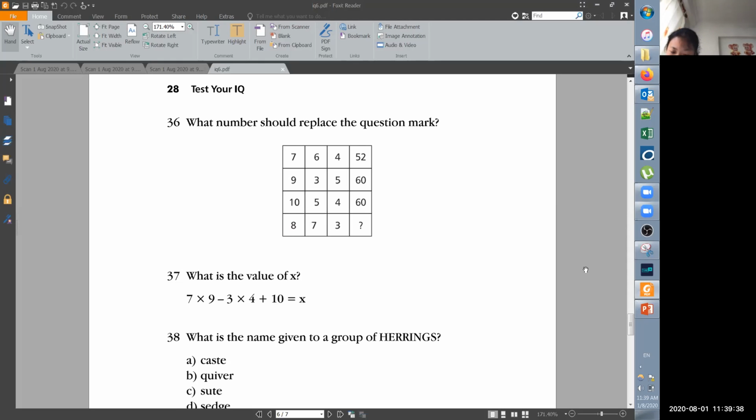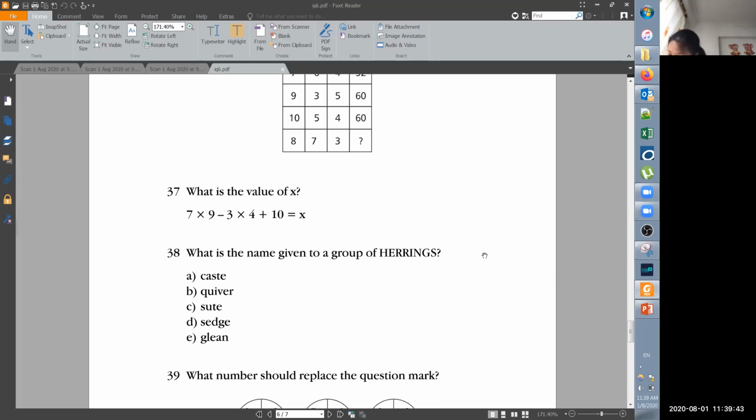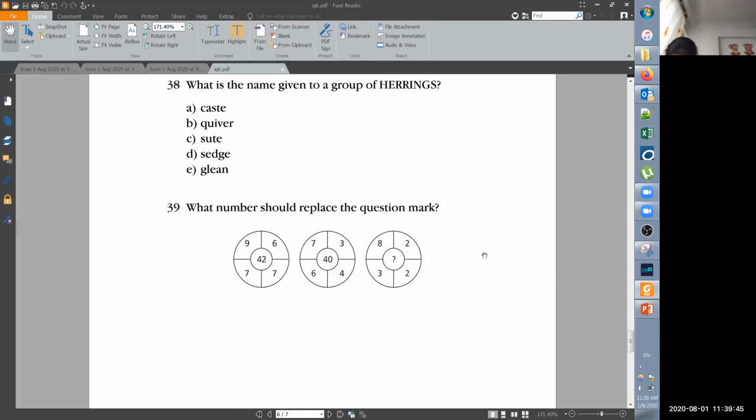61. 这个太简单了。61, yes, correct. 39. Question 39. 30. Why? 9 minus 6 equal to 3. 然后呢7加7等于14，他们俩在相乘。Very good. Okay, yep, these days you're much better.